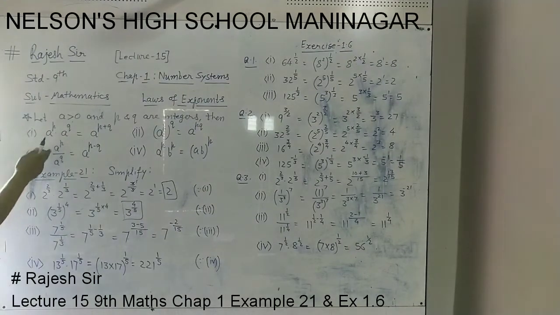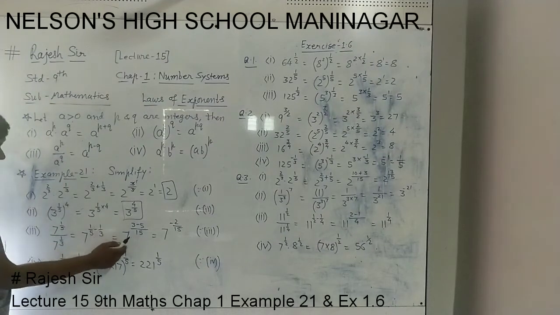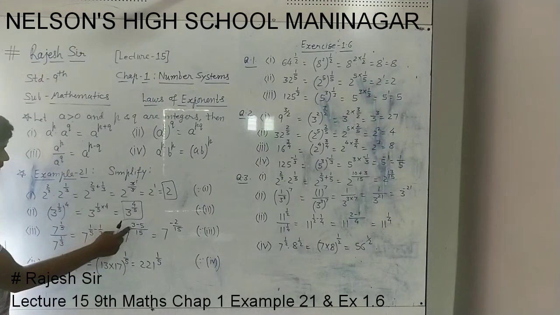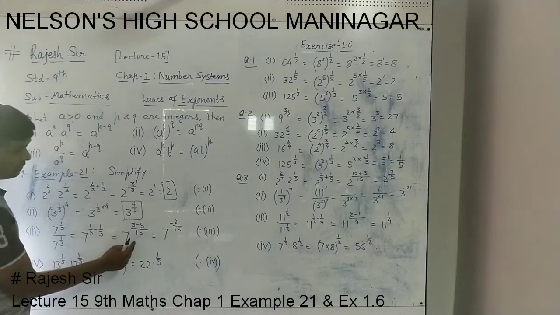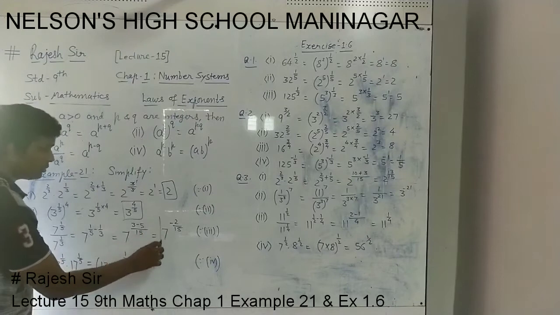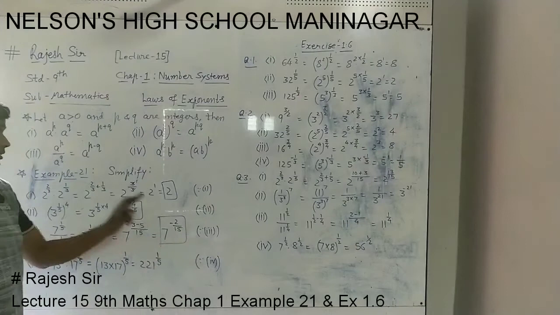The third law is used in the third one: a raised to something upon a raised to something, a raised to p minus q in division. In a similar way, 7 raised to 1 upon 5 upon 7 raised to 1 upon 3. What do you have to do? 7 raised to p minus q, meaning 1 upon 5 minus 1 upon 3. So 7 as it is, and the LCM of 5 and 3 is 15. Here 3 ones are 3, minus, here 5 ones are 5. So 7 as it is, 15 down as it is, 3 minus 5 is minus 2. So 7 raised to minus 2 upon 15 is our answer by law number 3.